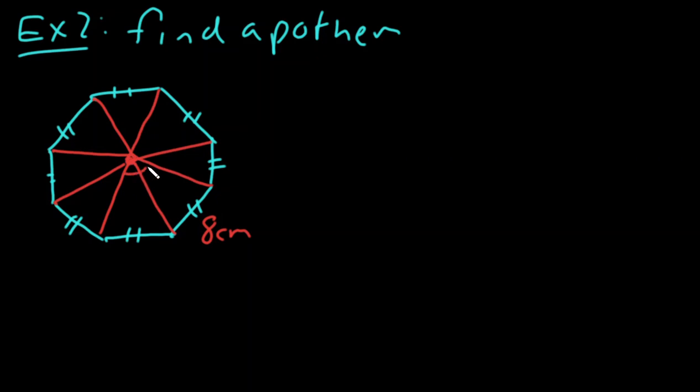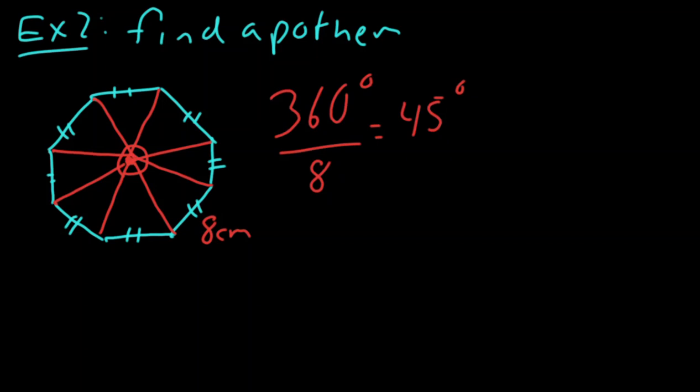And we know that all 8 of our central angles will always add up to 360 degrees. And so we'll do 360 divided by the number of sides, which in this case is 8. So 360 divided by 8 will give us 45 degrees. And so I can write that in right there. There's 45 degrees. There's 45 degrees. So on and so forth all the way around.